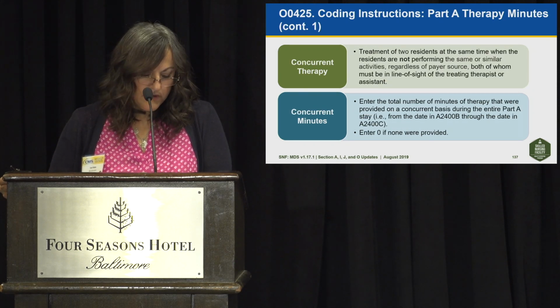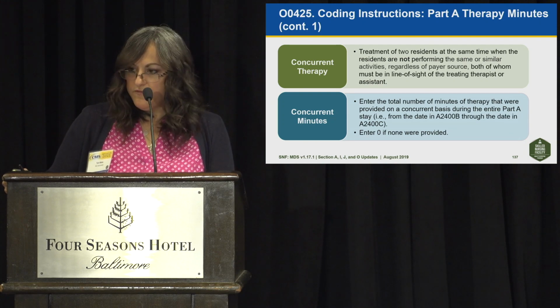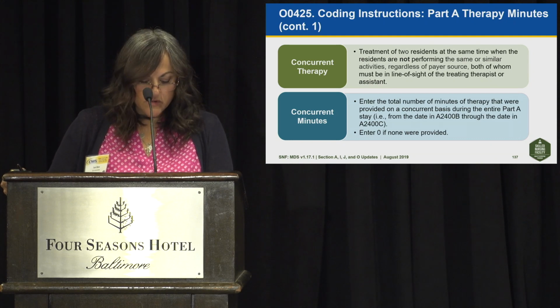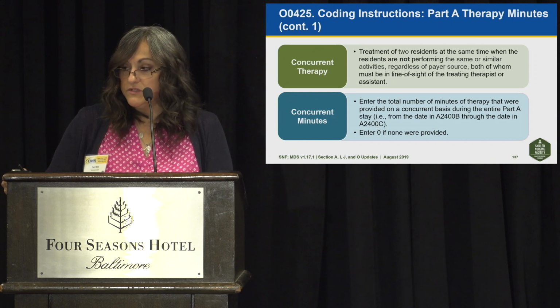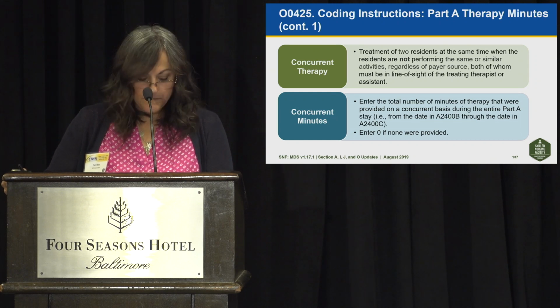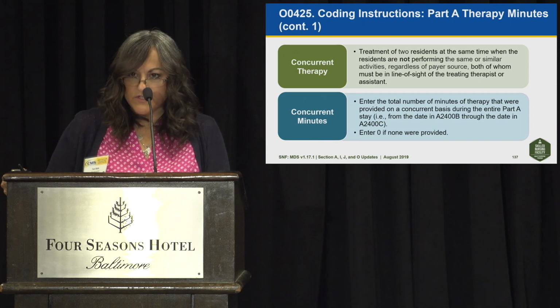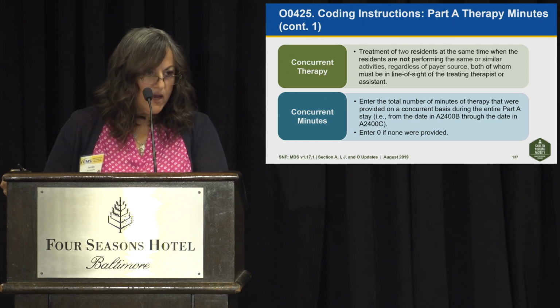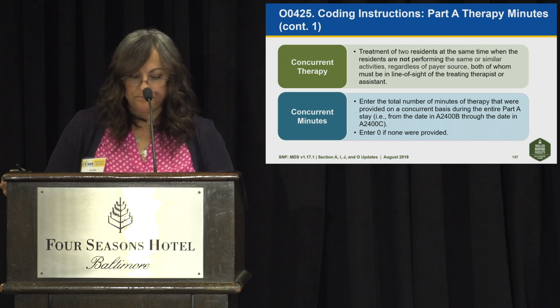Concurrent therapy. That is treatment of 2 residents at the same time when the residents are not performing the same or similar activities, regardless of payer source, both of whom must be in the line of sight of the treating therapist or assistant. To enter minutes for concurrent therapy, you're again going to look over the total minutes for the entire Part A stay, and if none were provided in concurrent therapy, you're going to enter 0.